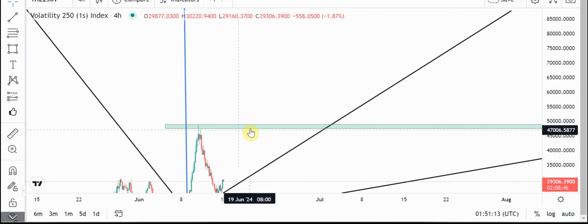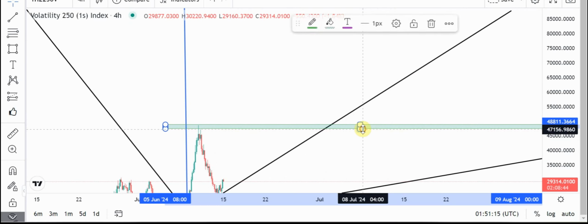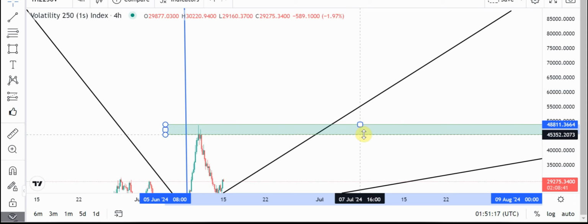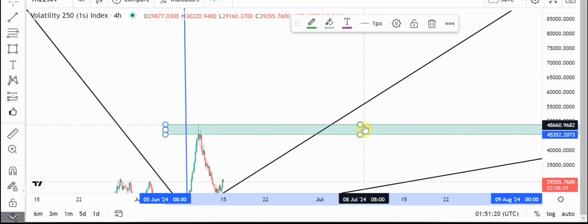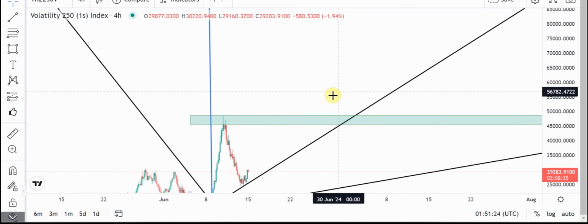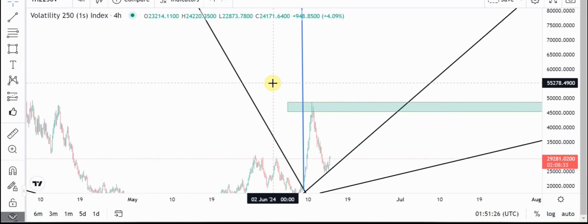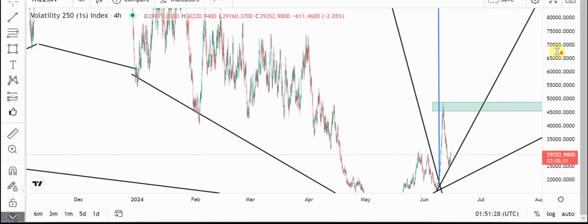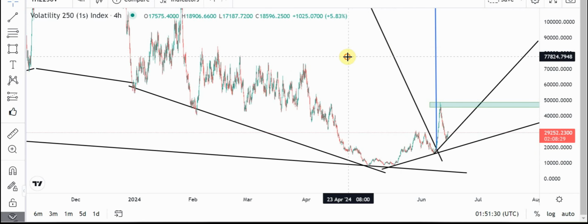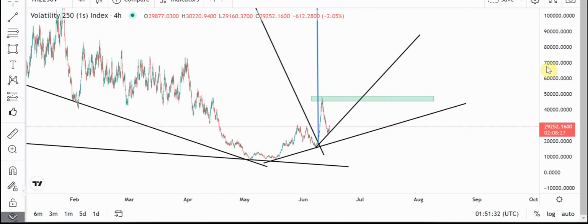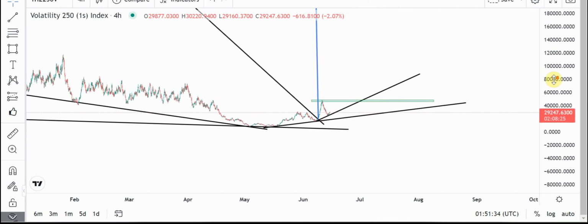We expect price to come and break this level here. This is a very important level. When we break this level, we're good to go. And yeah, basically that's what it is. Hope this makes more sense. That's basically the 4-hour in a nutshell. If you're looking at it, that's basically it.